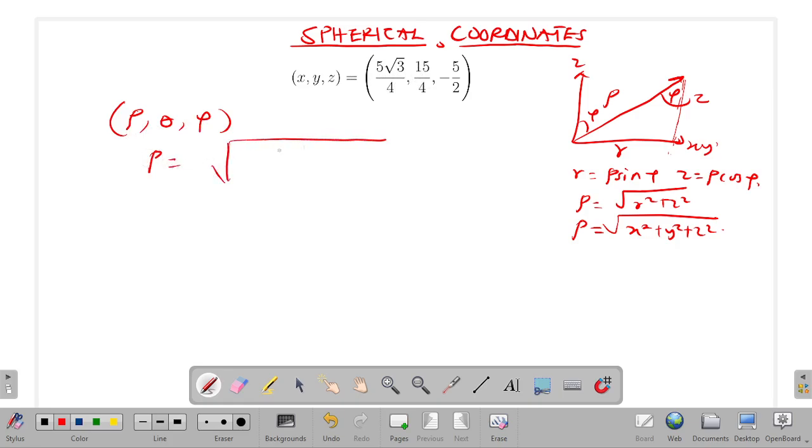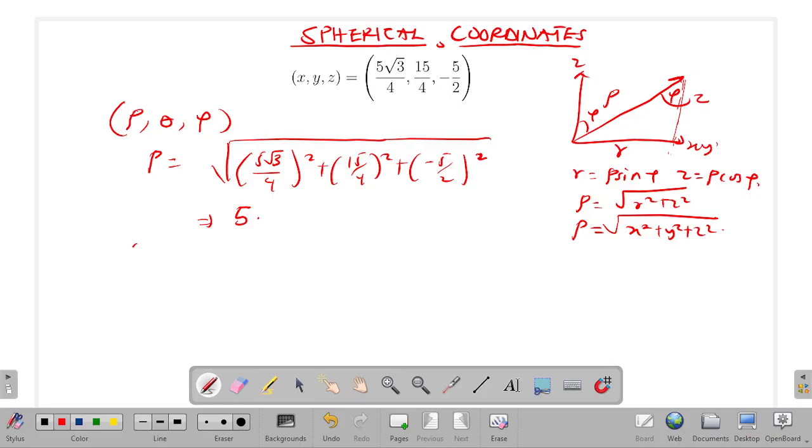I'll have the square root of the squares of each of the components, because this is x, this is y, this is z, right? So 5 over 4 all squared plus 15 over 4 all squared plus negative 5 over 2 squared. So what do you get? Punch this into your calculator and you are supposed to get 5. You punch it right. Okay.